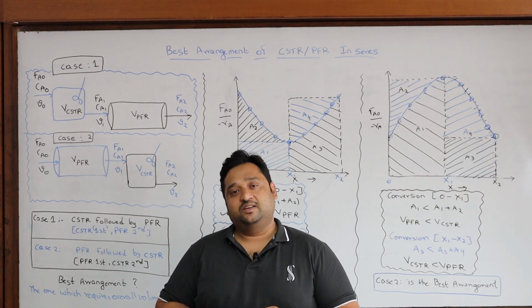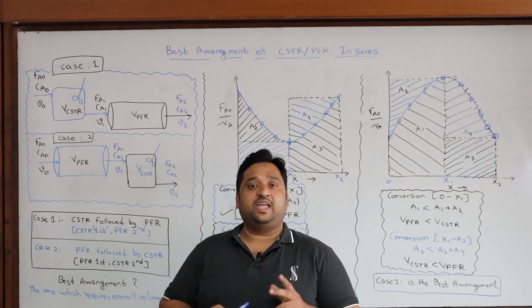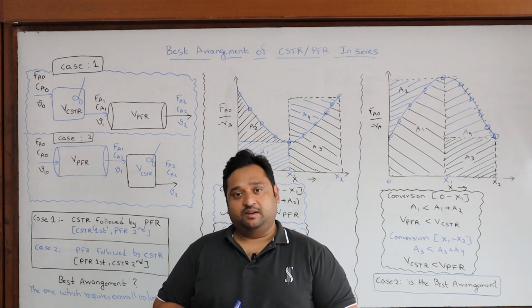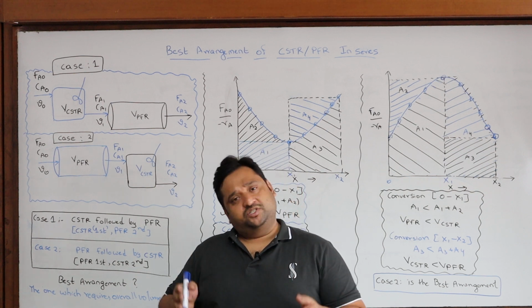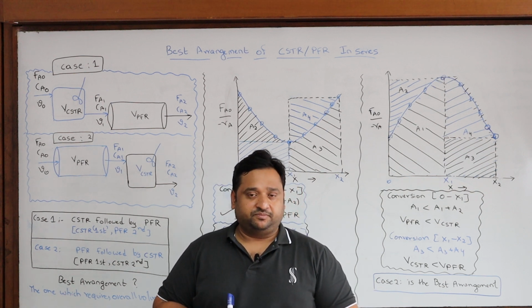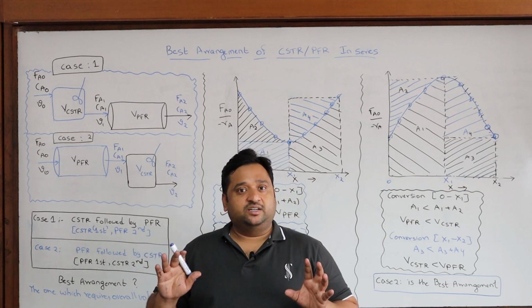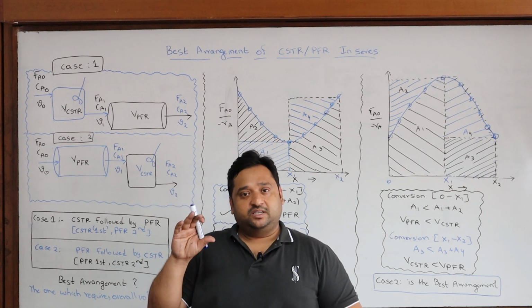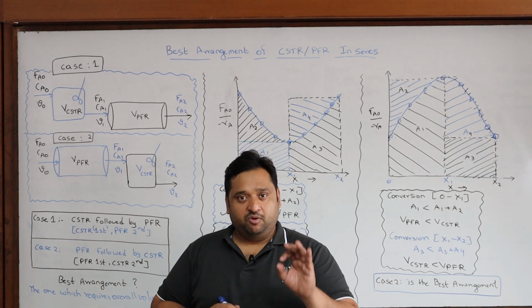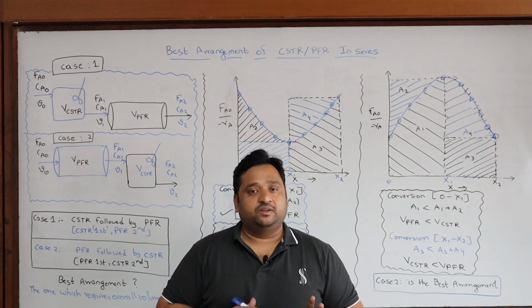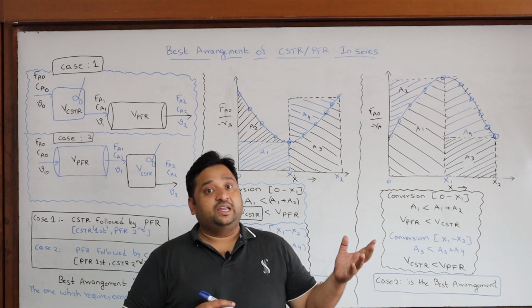In today's class, we are going to discuss reactors in series. That means I have two reactors, for example a continuous stirred tank reactor and a PFR. Among these reactors, which one do I have to keep first and which one second? That means, what is the best possible arrangement? What is the best I can get?